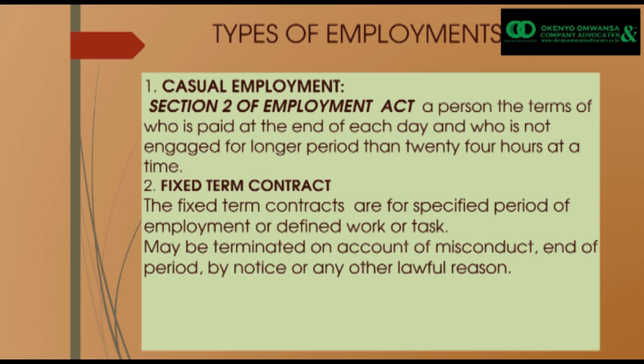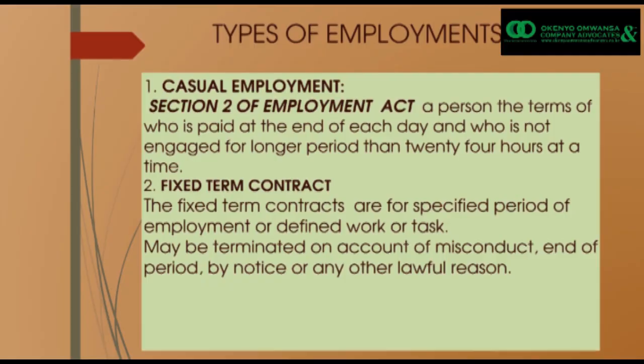Section 2 of the Employment Act states that a casual employee is a person whose term is paid at the end of each day and whose terms of engagement are not more than 24 hours. This is very common with us in Kenya, especially those people who practice farming, where you get somebody, they work for you for one day, you pay them, and that contract is terminated. Then we have the fixed term contract.